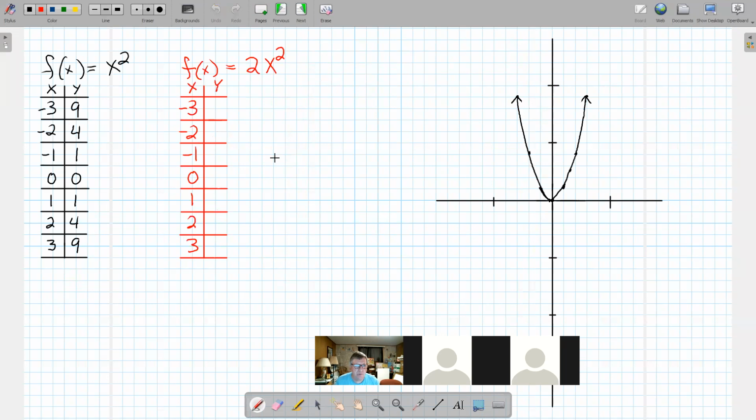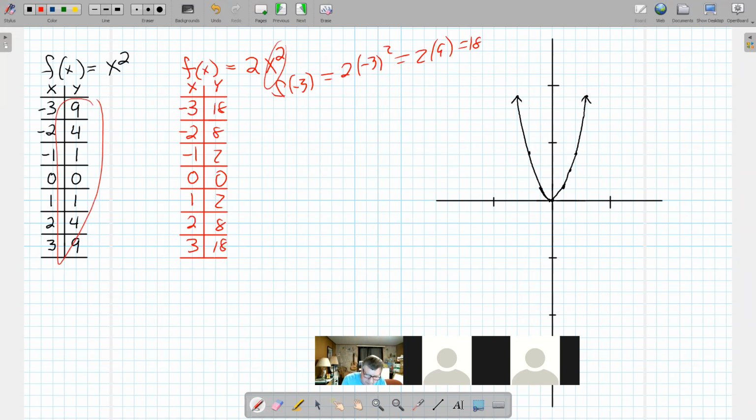All right, what about this? What is the 2 going to do? Well, f of -3 is going to be 2 times -3 squared. But what do you do first? Do you take 2 times -3 and then square it? Or do you take -3 and then square it? You take the -3 and square it, and then multiply it by the 2. So it's going to double all the values because this is x squared, and then times 2.